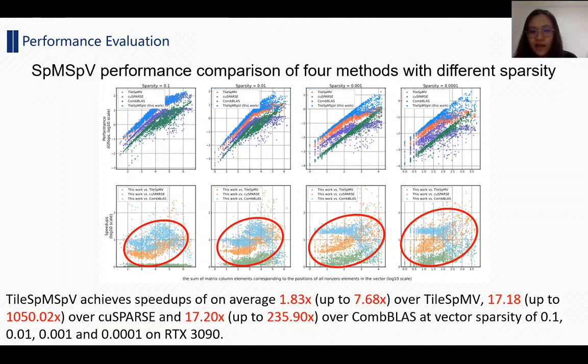When the vector is dense, the performance is higher than other algorithms, and as the sparsity increases, the performance advantage grows higher. TileSpMSpV can achieve average speedups of over 1.8 times, up to 7 times, over 17 times, up to 1,000 times, and over 17 times, up to 200 times.